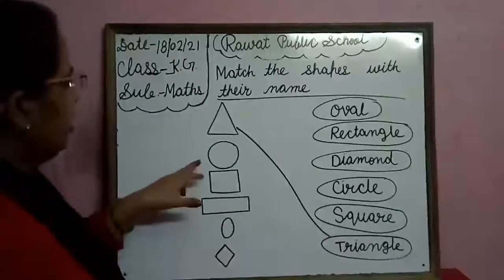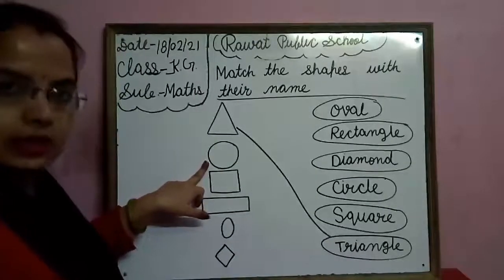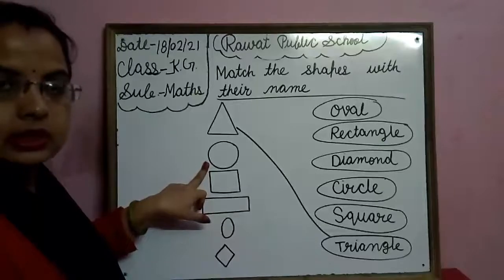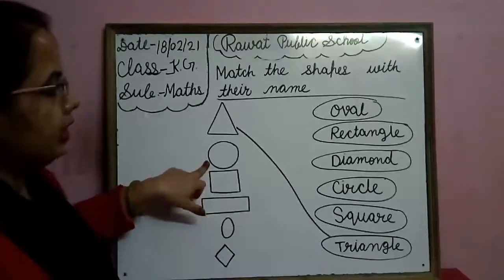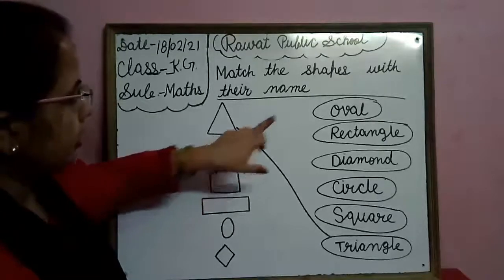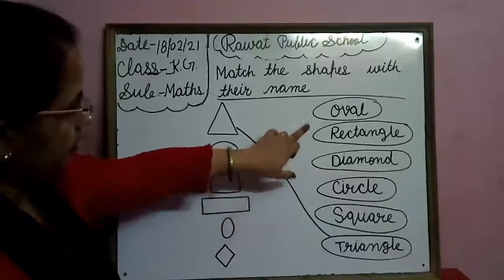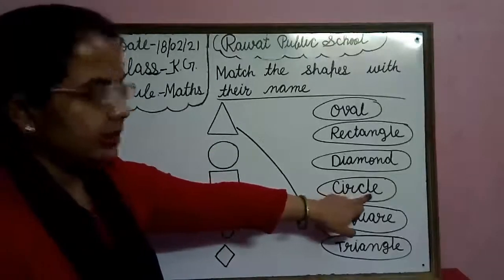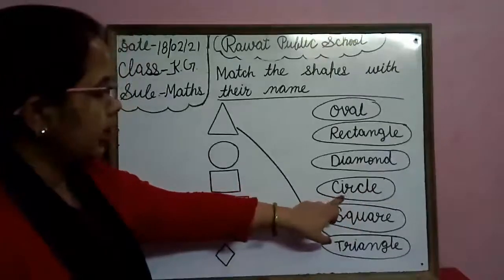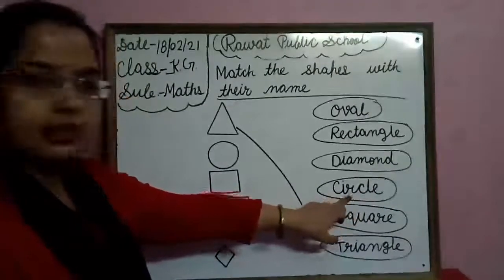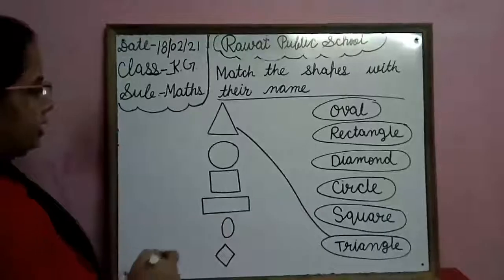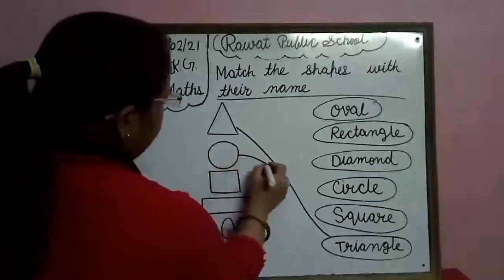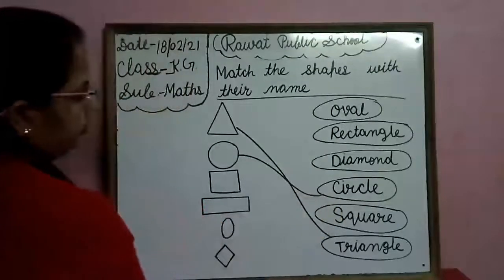Okay, which shape is this? Circle. Match the circle name. This, C-I-R-C-L-E, circle. So match the circle with the name.